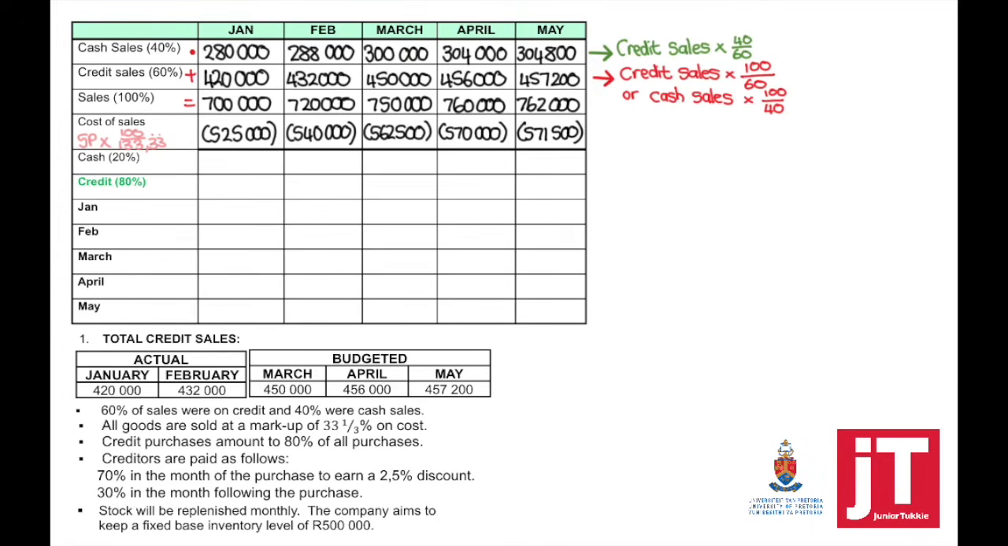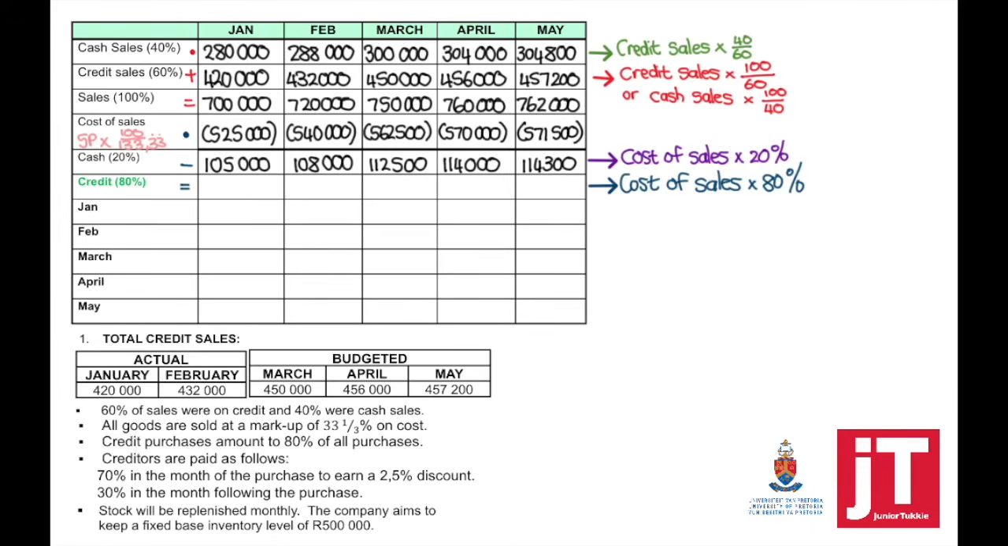Now that we've got the cost of sales, we can work out the cash purchase and the credit purchase. To work out the cash purchase, take the cost of sales times 20%. To work out your credit purchase, you've now got two options. You can take your cost of sales minus the cash purchase, or you can say cost of sales times 80%. It will provide you with exactly the same answer.